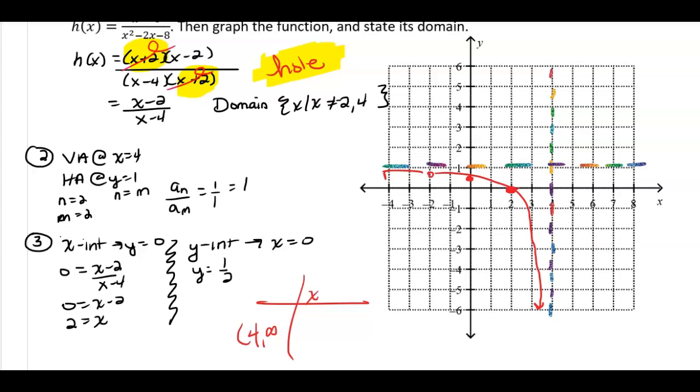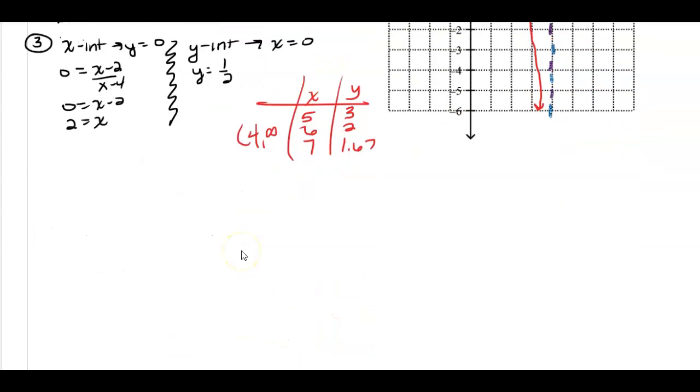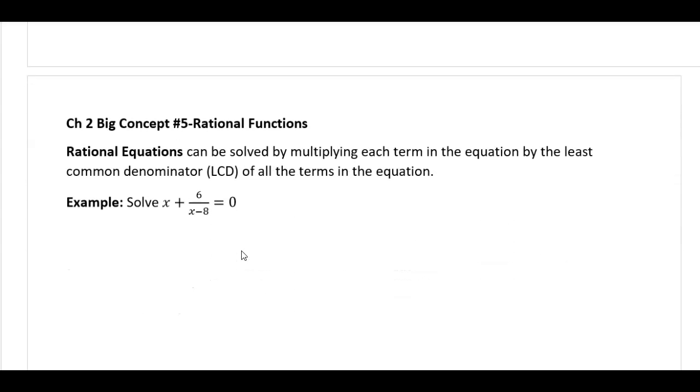For x's, let's choose 5, 6, 7. Make it easy. 5, 6, 7. Which means our y's would be 3, 2, and 1.67. So we get (5, 3), (6, 2), (7, 1.67). So once again, we have that overall shape. We've done a ton of examples so far, but we are not done yet.